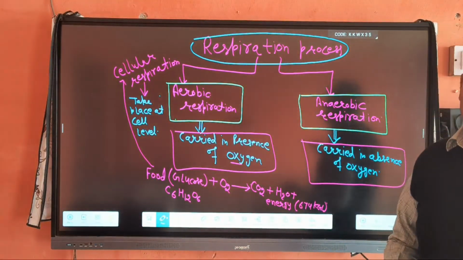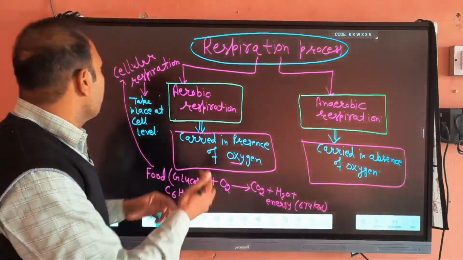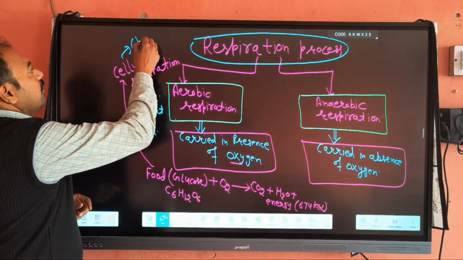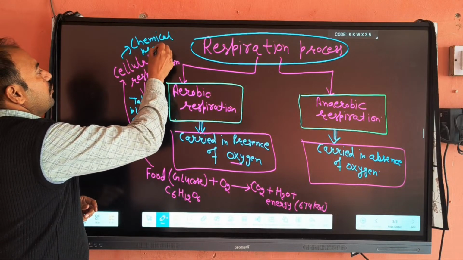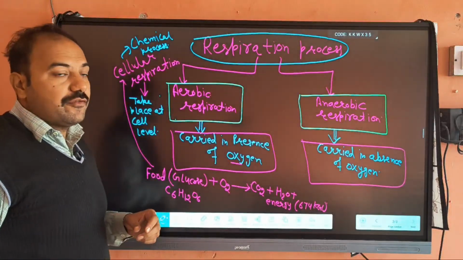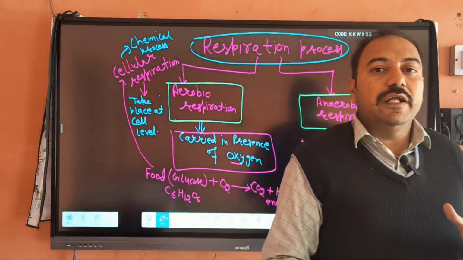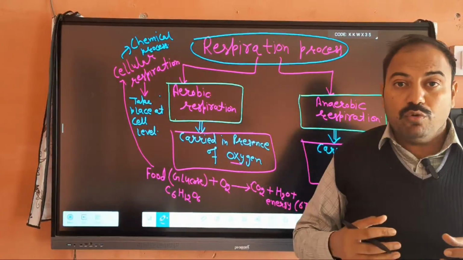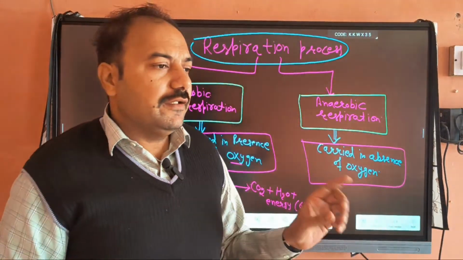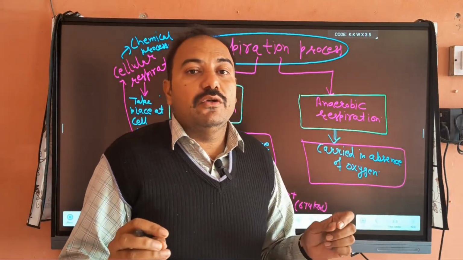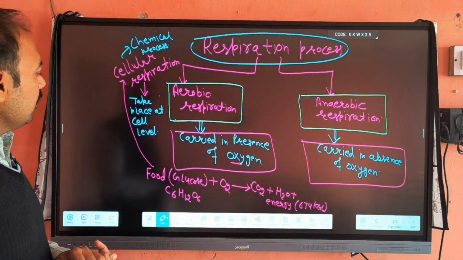Sometimes the examiner asks what is the difference between cellular respiration and the breathing process. The breathing process is a physical process, and cellular respiration is a chemical reaction, or a chemical process. In a chemical process, a large amount of energy is released. But in the breathing process, we only take in oxygen and remove carbon dioxide outside through the lungs. So that is a physical process, whereas the chemical reaction happens at the cell level.